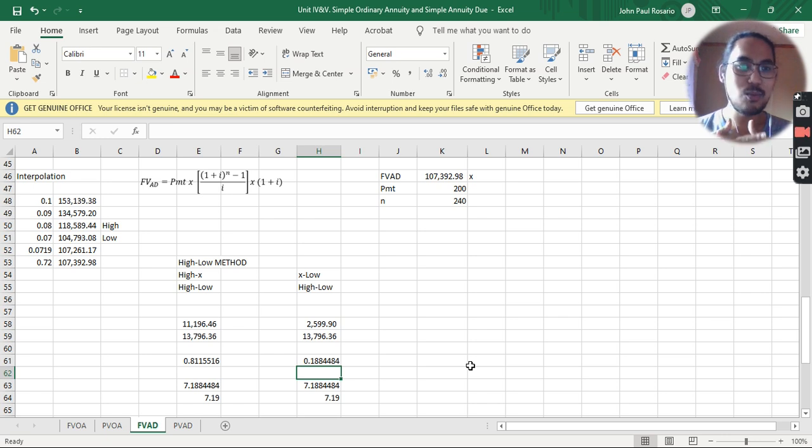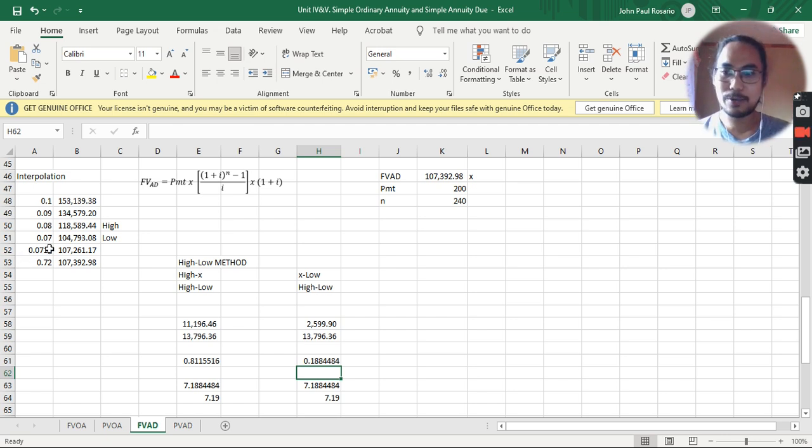So since our constant is low, we start at 7. So what do we need to do to get a number between 7 and 8? We have to get the quotient of the differences to our 7. So our rate then is 7.1884% or 7.19%. Then we have to check if the amount is correct or accurate.